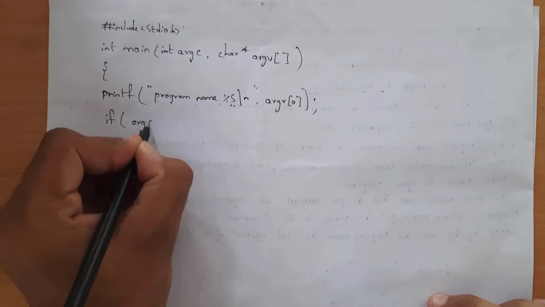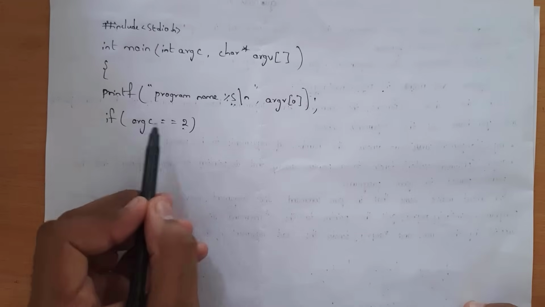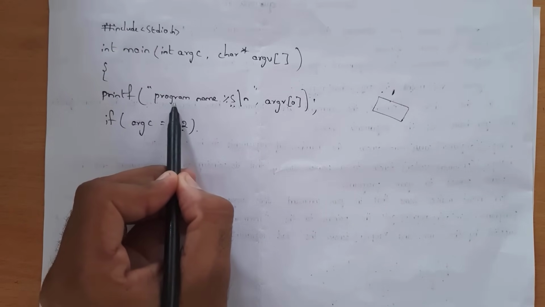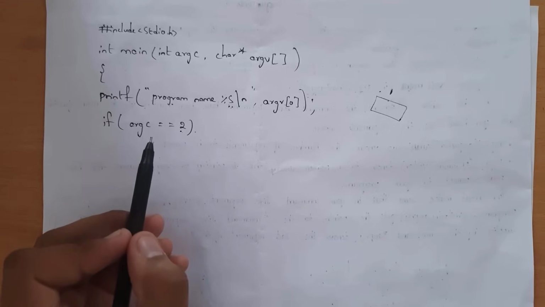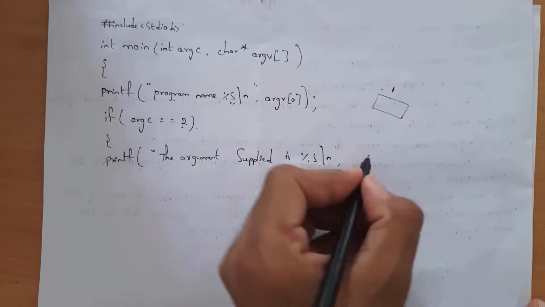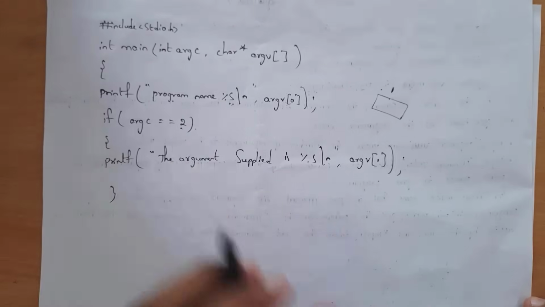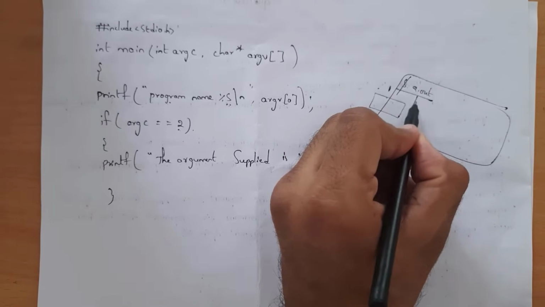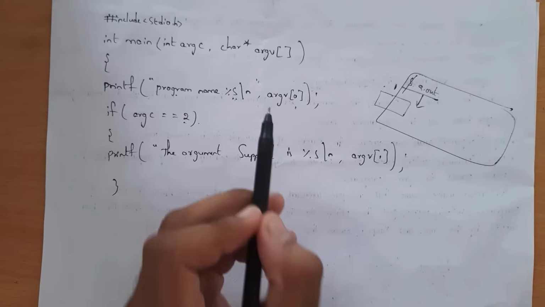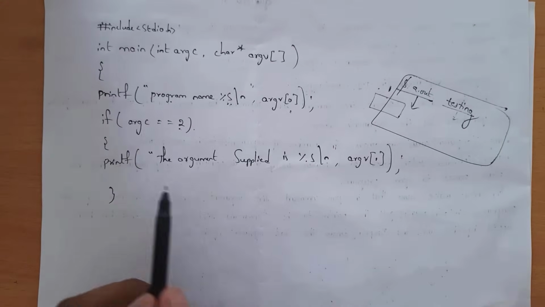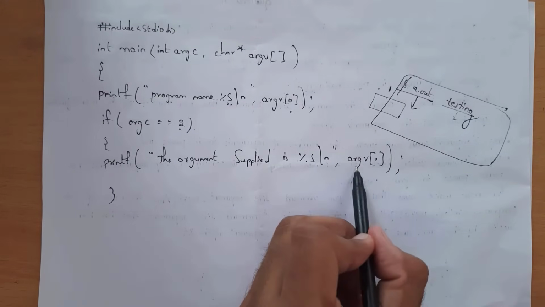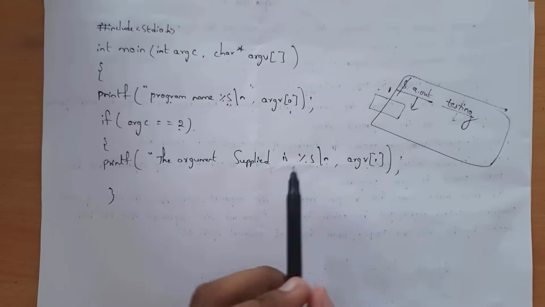Next, write if argc is equal to 2. If argument count is 2, for the program name the count is 1, and if you pass any argument, then the count will be 2. So if argc is equal to 2, then printf the argument supplied is %s\n, comma, argv[1]. Whenever you write this, for example, my program name is a.out. This a.out is stored in argv[0], and for example, I want to pass the argument testing. Whenever you pass this argument, you will get the output: the argument supplied is testing, and this testing is stored in argv[1]. This testing is a string, so I wrote %s here.